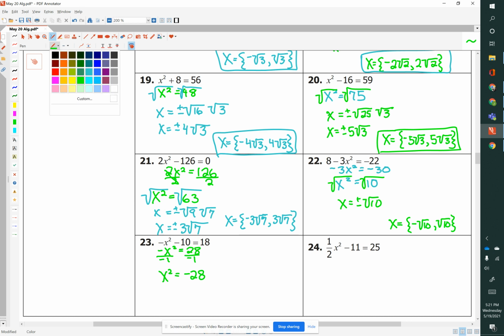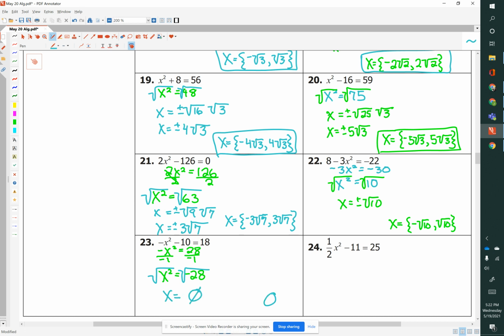And if we try to isolate the x by taking the square root, what happens is we cannot have a square root of a negative number, so our answer is the empty set.